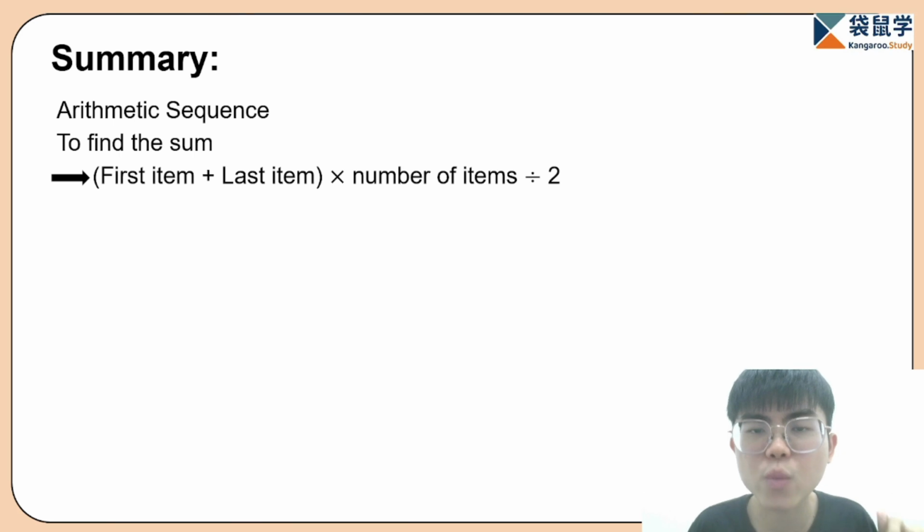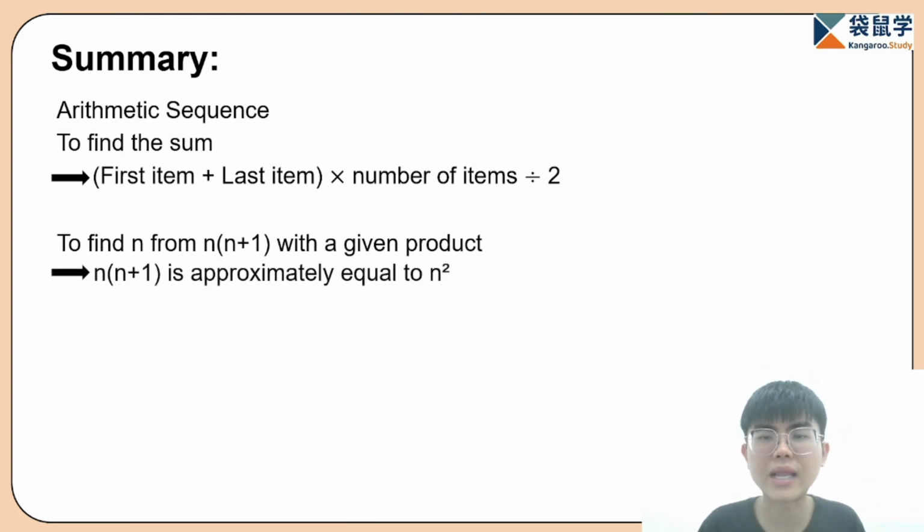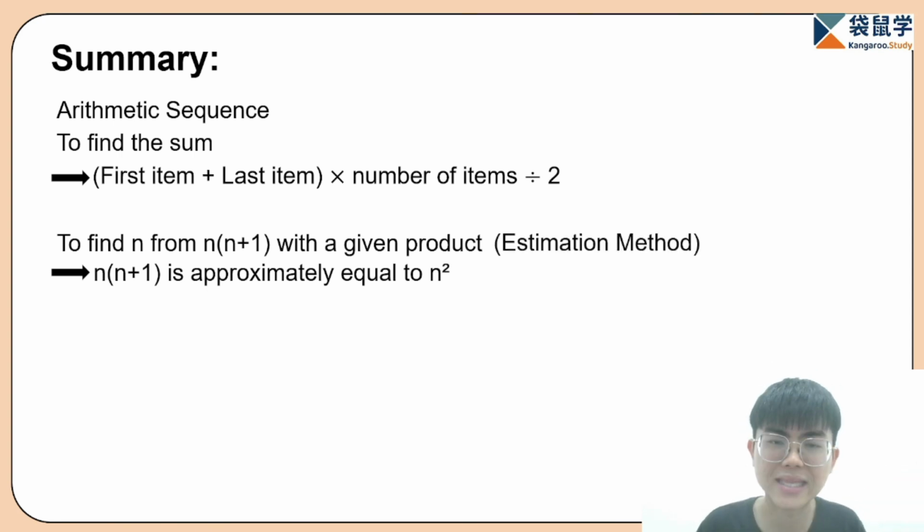And in this question, we tried to find n from a multiplication of two consecutive numbers, n times n plus 1, with the given product. Firstly, we know that n times n plus 1 is approximately equal to n squared. We just have to find the n squared that is closest but not larger than the product. And we call this the estimation method.